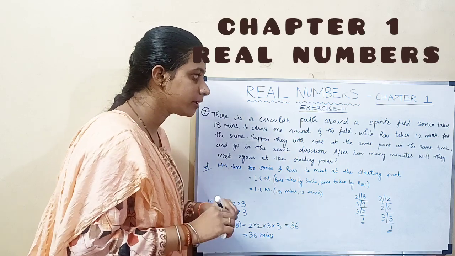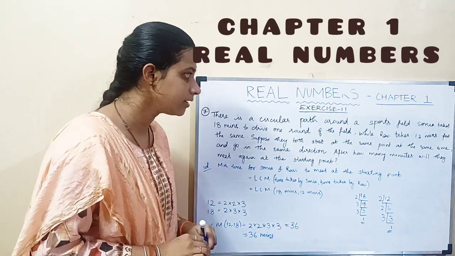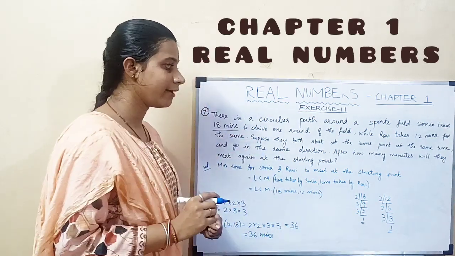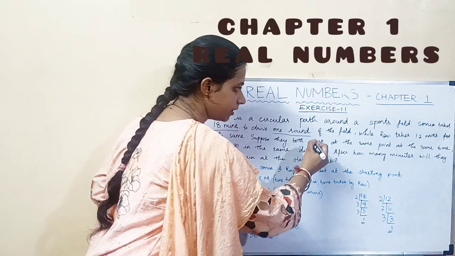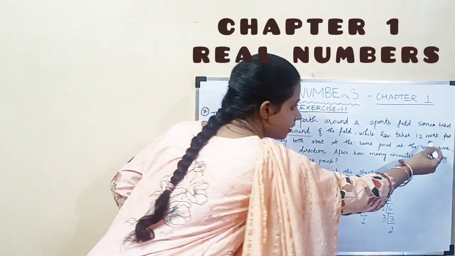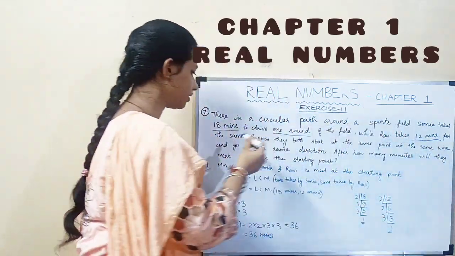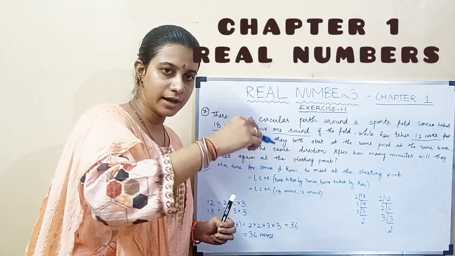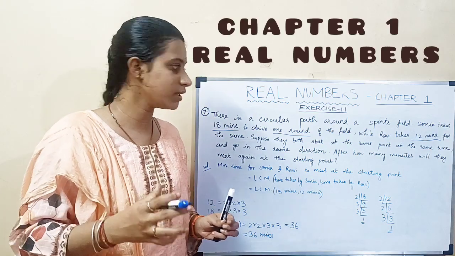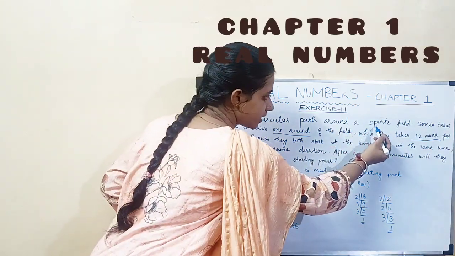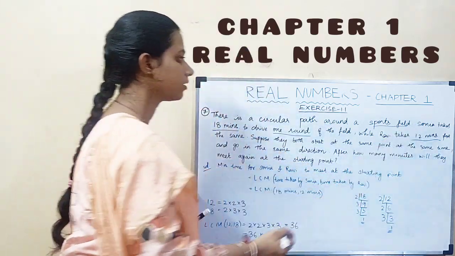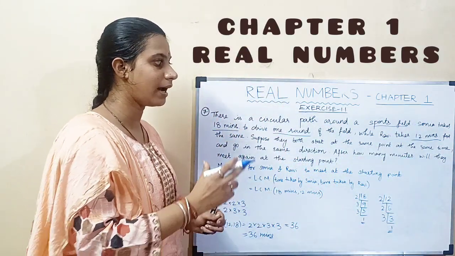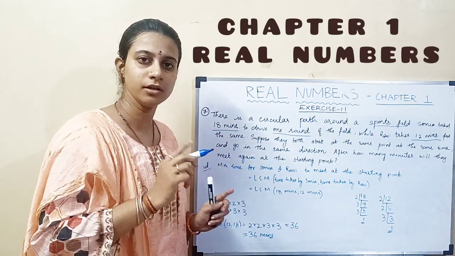There is a circular path around a sports field. Sonia takes 18 minutes to drive one round of the field, while Ravi takes 12 minutes for the same. So both Sonia and Ravi are going around a circular path which is constructed around a sports field. In that, Sonia takes 18 minutes to complete one round and Ravi takes 12 minutes to complete the same one round.